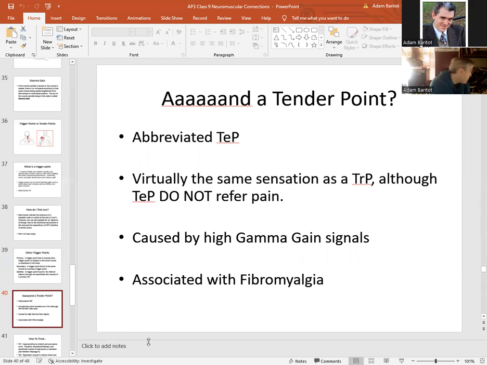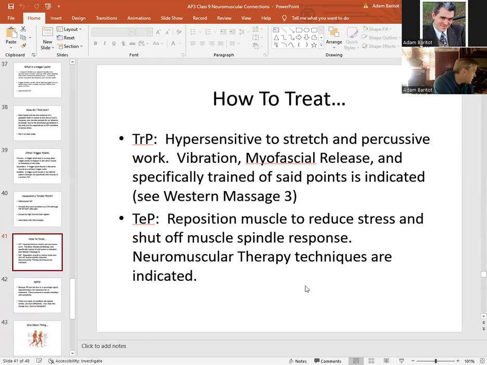Right. How do we as massage therapists tackle these? Well, trigger points are easily massaged. Trigger point therapy is a modality specific and useful for the treatment of that. Basically, any kind of percussion, vibration, myofascial release, engaged stretching can help to release trigger points.